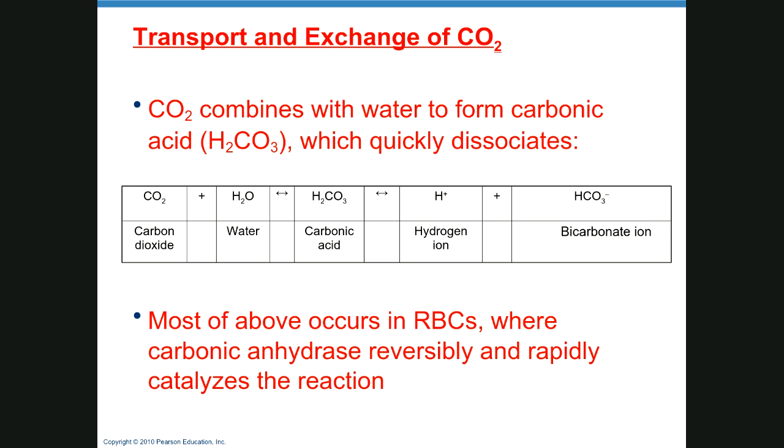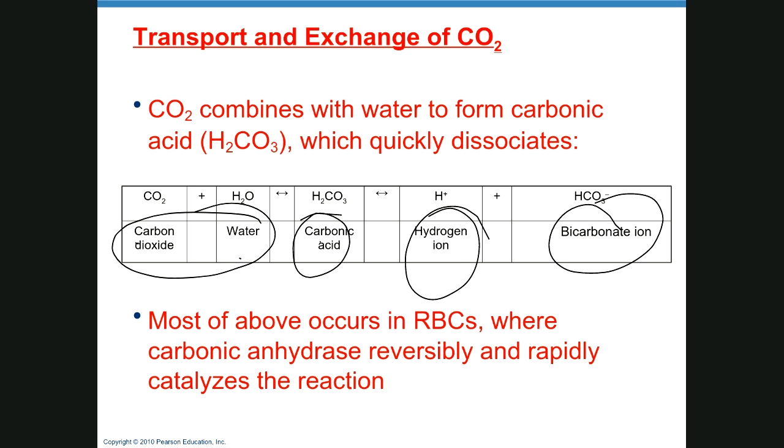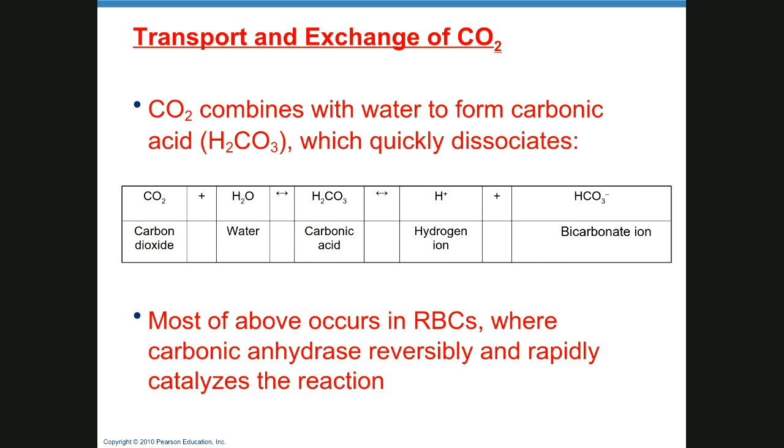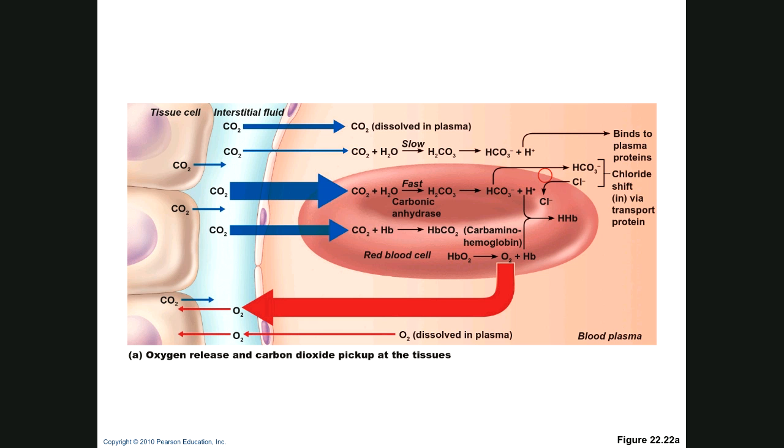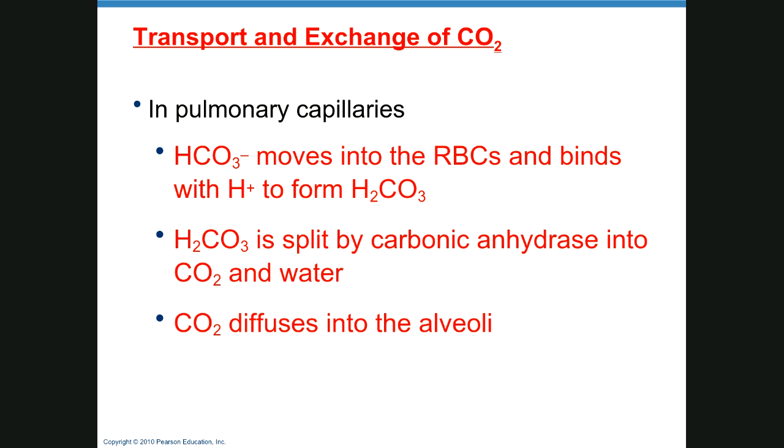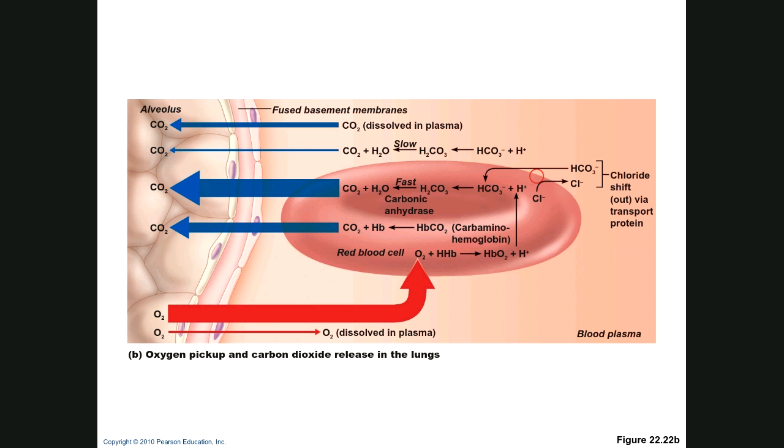So this is what happens inside the red blood cells. Carbon dioxide and water combine, forming carbonic acid. Carbonic acid dissociates into bicarbonate ions and a hydrogen ion. The hydrogen ion binds to the hemoglobin, bicarbonate ion goes into the plasma. And most of the CO2 will travel as bicarbonate ions in the plasma. There's your buffer. Once we go into the alveoli, the whole process reverses and the CO2 is delivered to the alveoli.